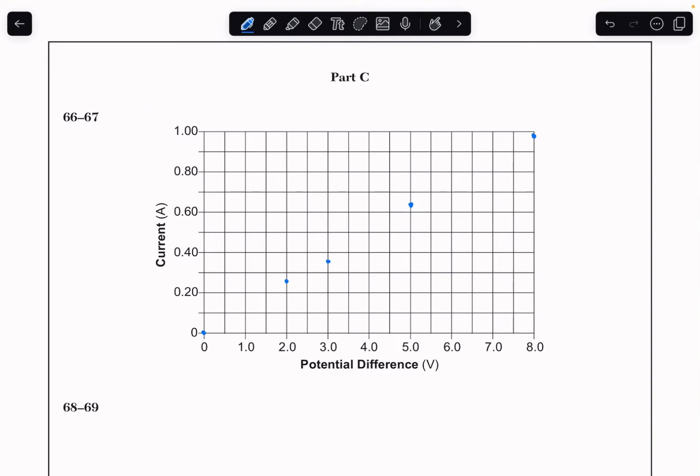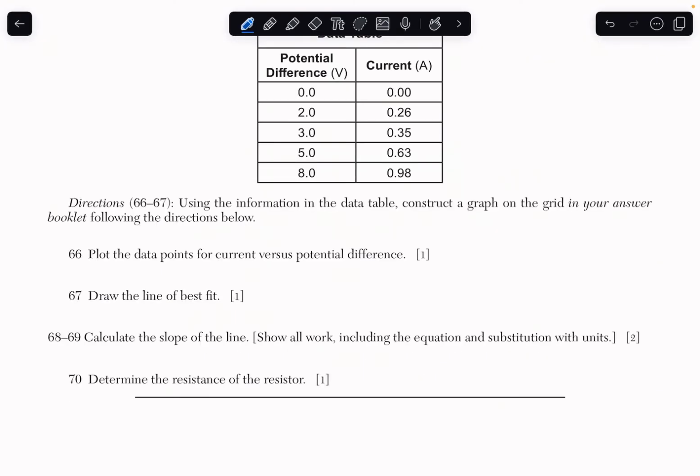And for 67, it asks us to draw the line of best fit. So the line of best fit is pretty much just a line that goes through most of the points. So it should just look something like this. So now we're back to the regular booklet, and we're going to do questions 68 to 69.